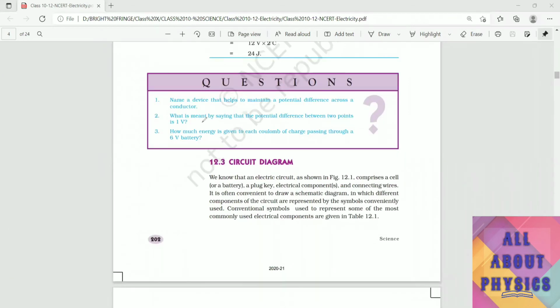Please open page number 202 of your book and let's read question number 1. Name a device that helps to maintain a potential difference across a conductor. So, device that helps to maintain a potential difference. Answer is battery. Please write the answer.